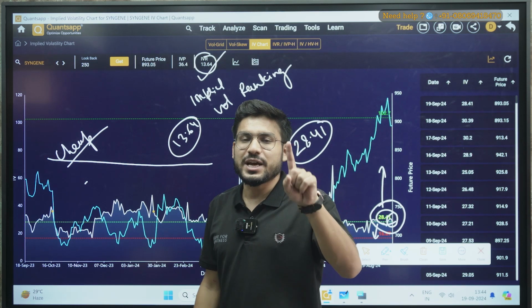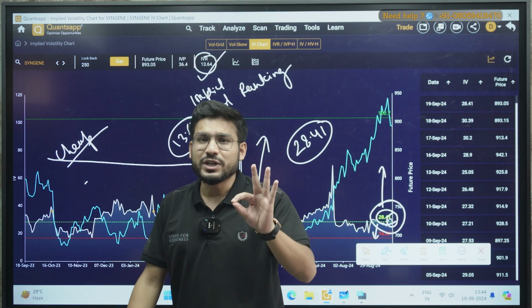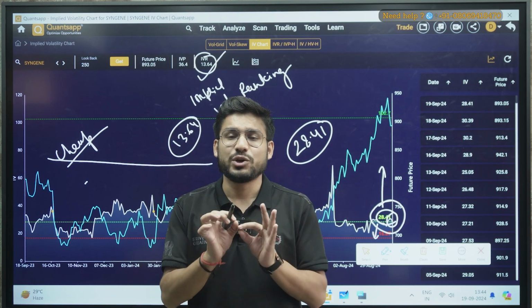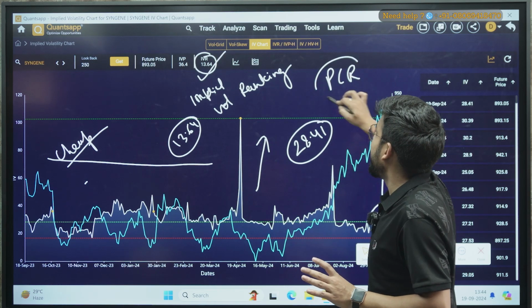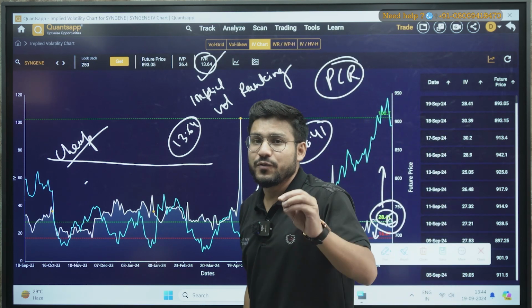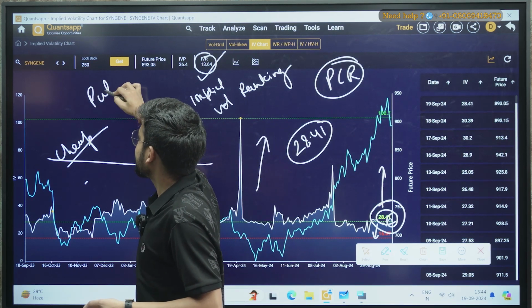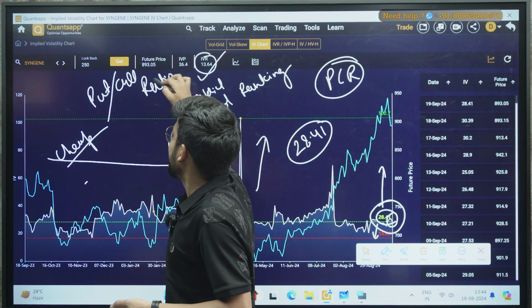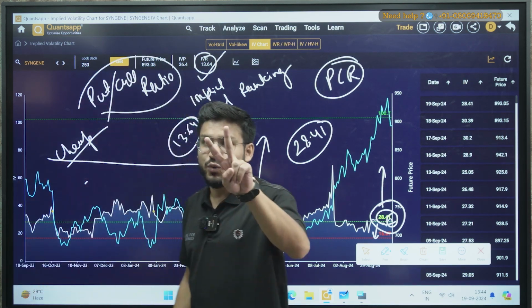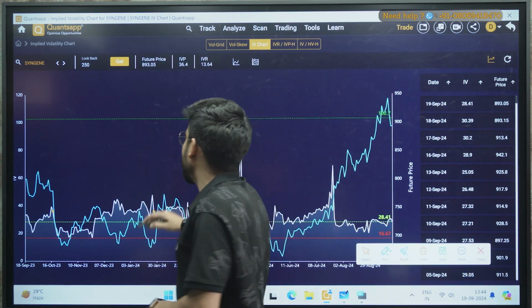Now for the direction, I have told you how I can find the direction of a particular stock, right? For the direction, there is a method that you can apply, called the PCR. I have told you in multiple videos, you can go through them also. The PCR is the put call ratio. The PCR will have two factors.